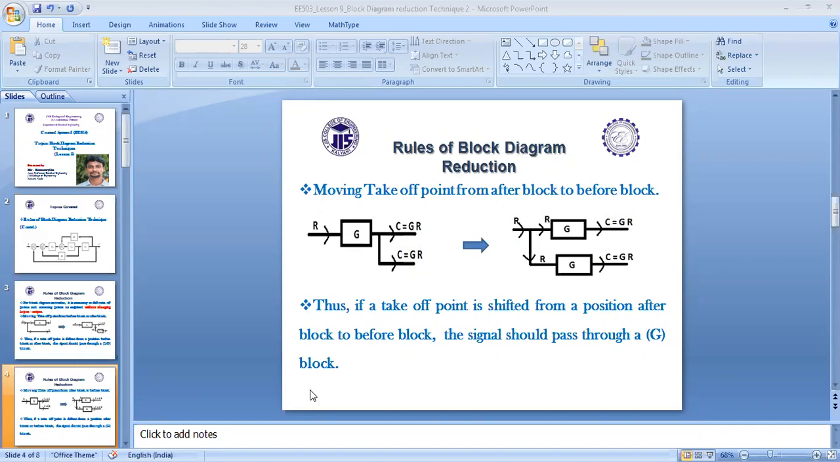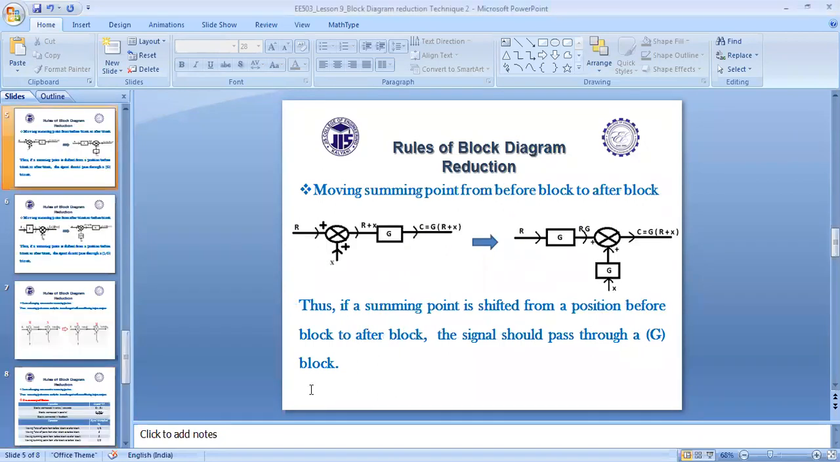Now if we want to shift the summing point from before the block to after the block, see here, one summing point is here, which is placed before the block initially. If we want to shift it after the block, then what will happen? See here, now the summing point is after the block. What will happen?